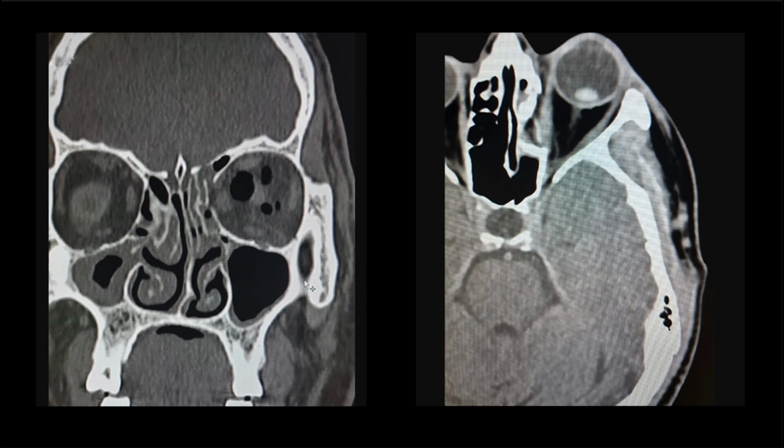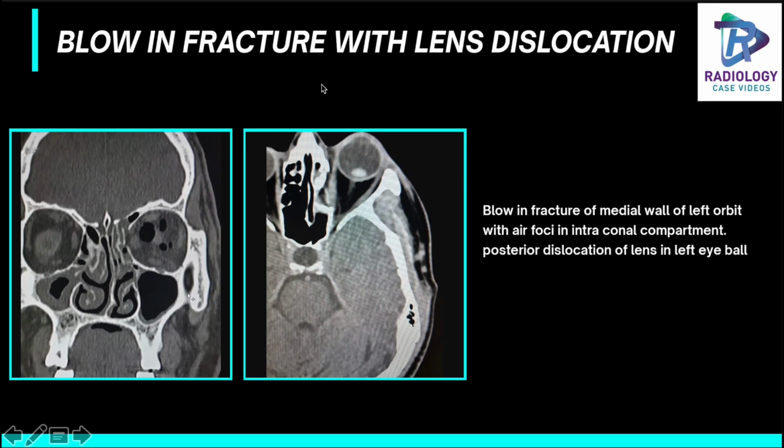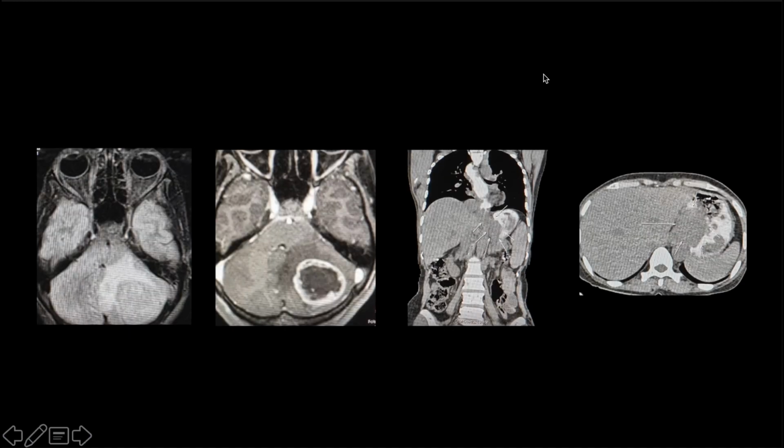Coming to the next case, you are able to appreciate air within the intraconal compartment. You are able to see the lens dislocation. So there is fracture and displacement of the bony fragment into the orbit. This is because of trauma to the eyeball. You are able to appreciate the blow-in fracture. So this is a classical case of blow-in fracture with lens dislocation.